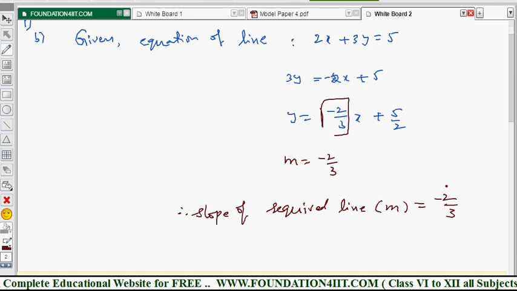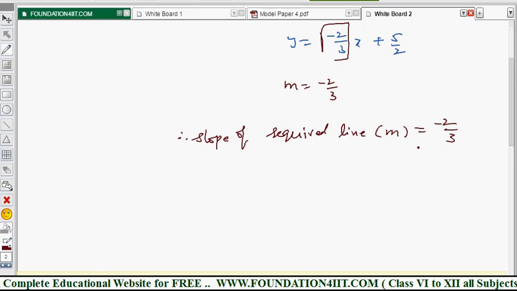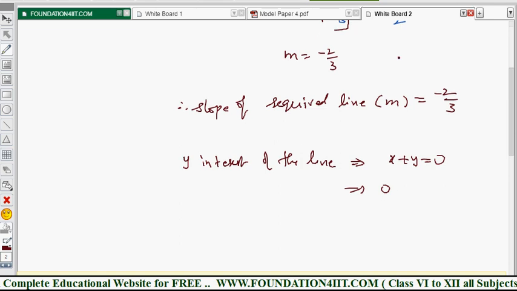Now the y-intercept of the line is given. See the y-intercept of the line x plus y is equal to 0. That is 0 itself, because x plus y is equal to 0 is passing through the origin. If x is equal to 0, then y also becomes 0. So the y-intercept of the line is 0. Then we have the slope minus 2 by 3 and the y-intercept 0.